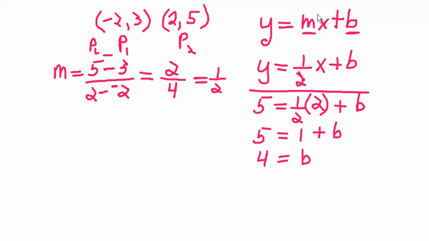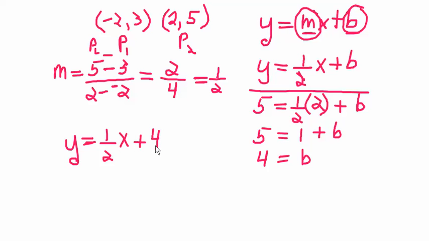Now I have the two pieces of the puzzle that I need to write the equation. I have m, so I have y equals m, which is the 1/2, x plus b, and b is 4, so I'll put a plus 4 there. And that is my equation.